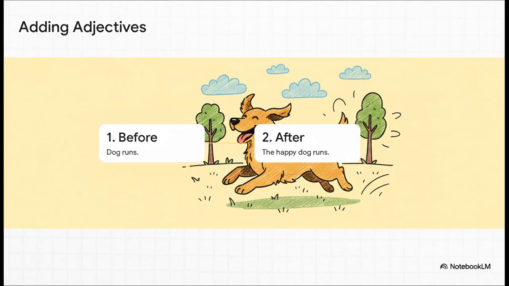I mean, just look at the difference one little word can make. We go from the simple dog runs to the happy dog runs. And boom, instantly, there's an image, right? An emotion. We've just given our sentence a personality.